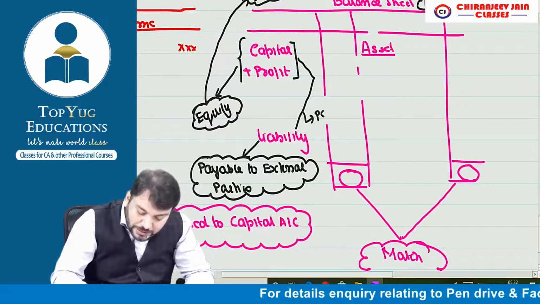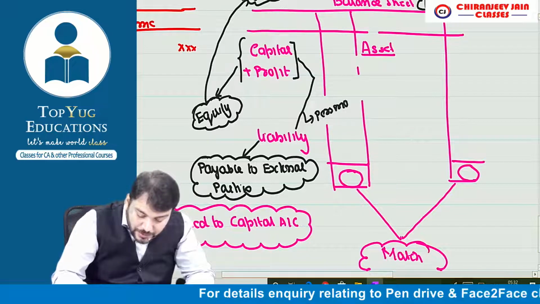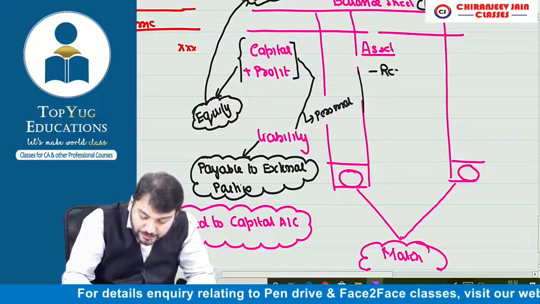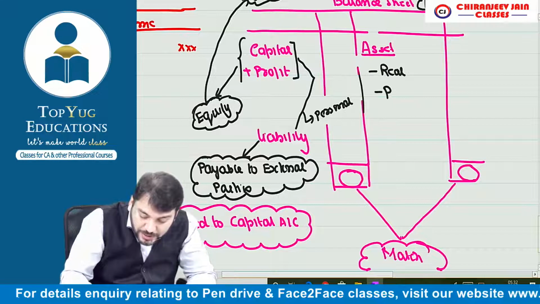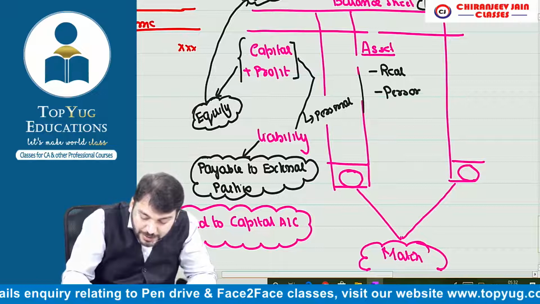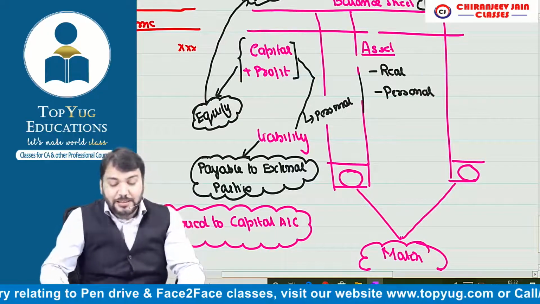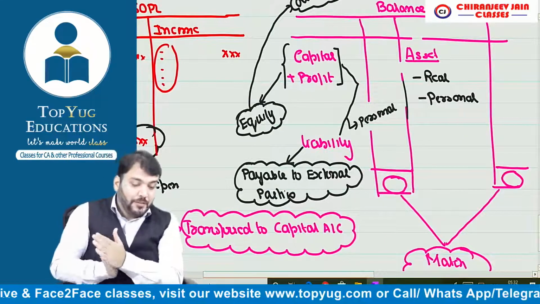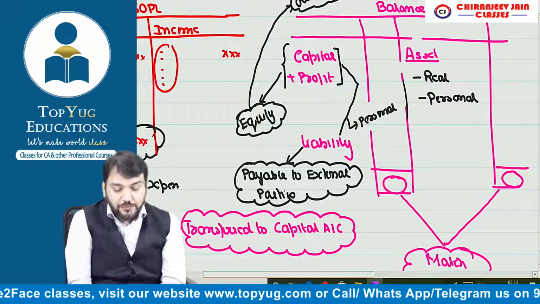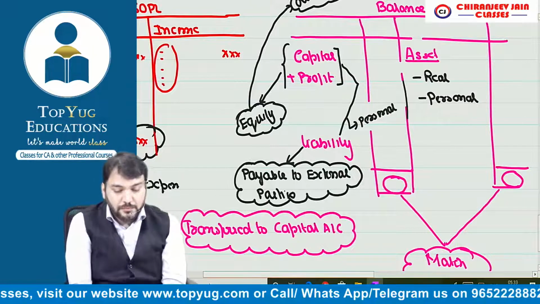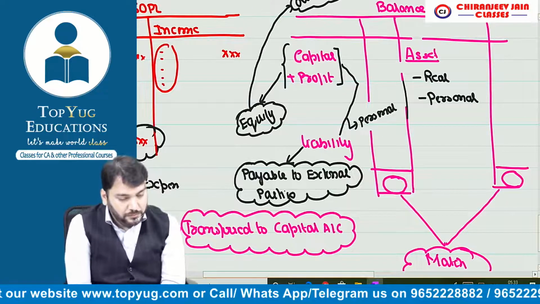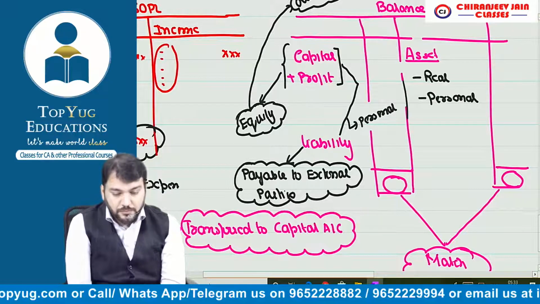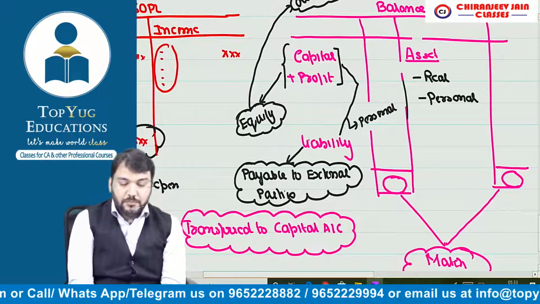Are you able to understand what I am saying? Correct. Personal account. However, asset can be either real or personal. It can be either real or personal. Have you understood this much? Tell me. Have you understood this much? Respond.